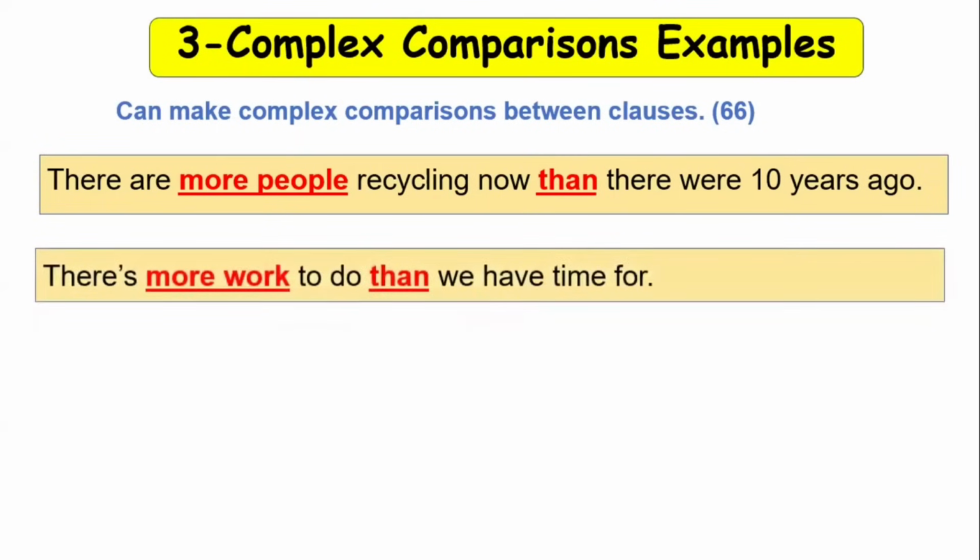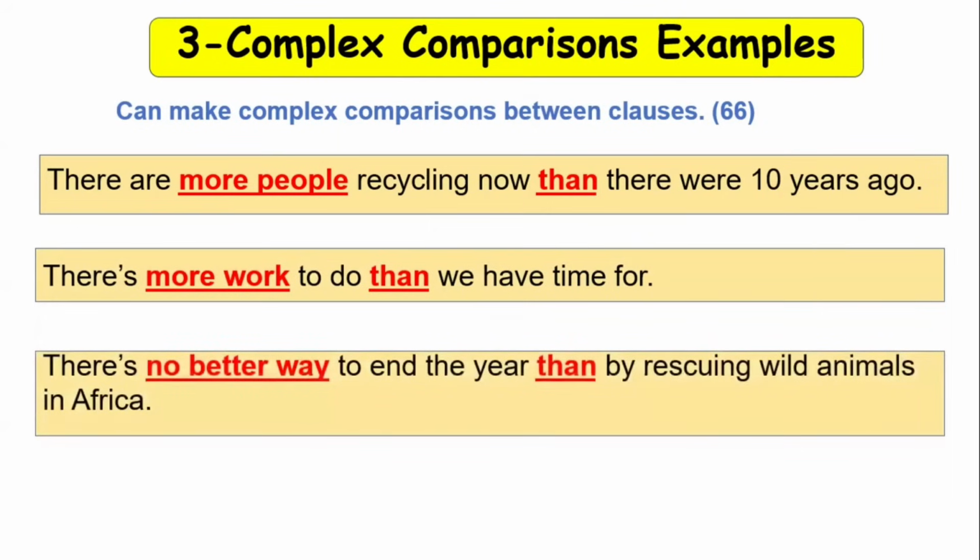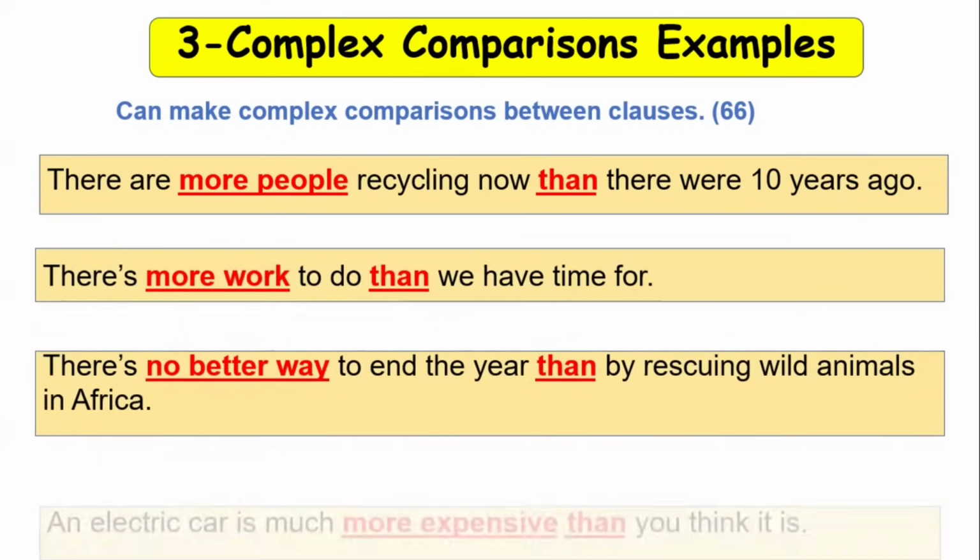There is more work to do than we have time for. يعني يوجد عمل أكثر مما يوجد وقت لذلك. There is no better way to end the year. لا يوجد وسيلة أفضل من إنهاء العام than by rescuing wild animals in Africa. أكثر من إنقاذ الحيوانات البرية في أفريقيا.